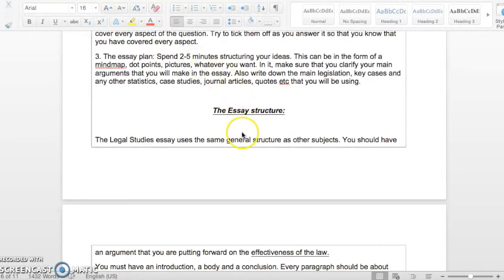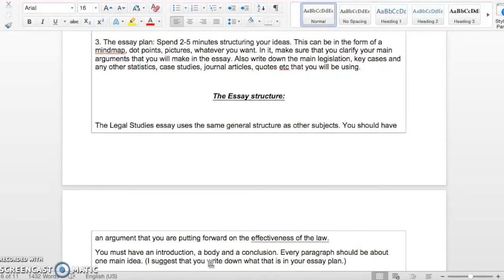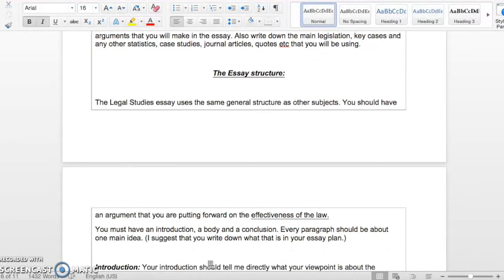Now, the essay structure. Let's go into the essay structure. The legal studies essay uses the same general structure as other subjects. So in English and history, you'll find that it's the same sort of structure. You should always have an argument, whether it's for legal or any other subject, that you are putting forward, except in legal studies, you are talking about the effectiveness of the law. So you must have an introduction, a body, and a conclusion. Every paragraph should be about one main idea.